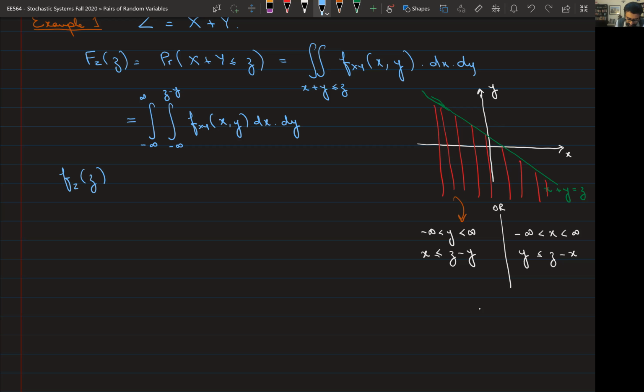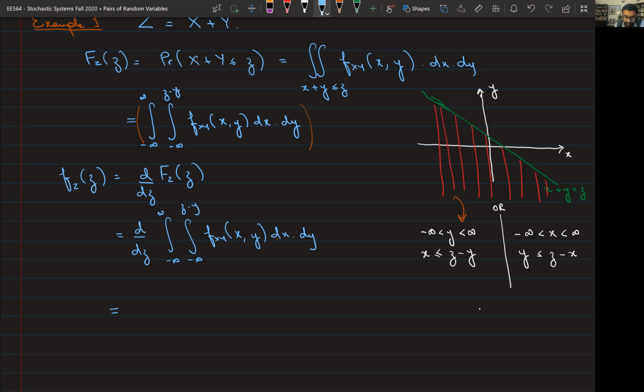ये किसके बराबर होगा? So this is the derivative. So if I differentiate this thing here with respect to z, what am I going to get? So this is d by dz, integral from minus infinity to infinity, and integral from minus infinity to z minus y, f_XY(x, y) dx dy. Anybody who can tell me, what will this be equal to?